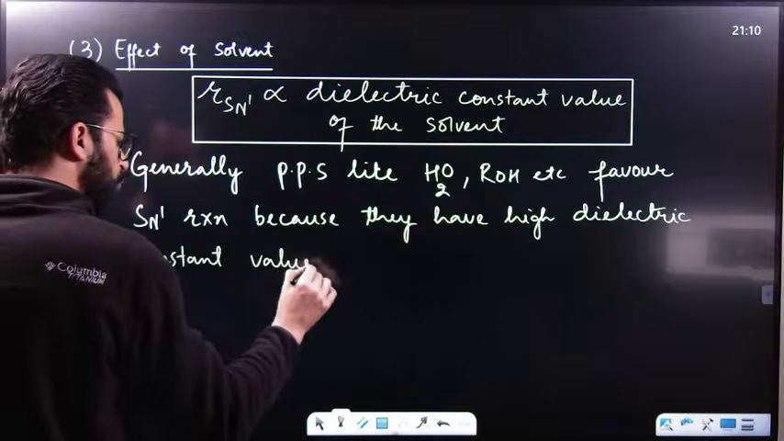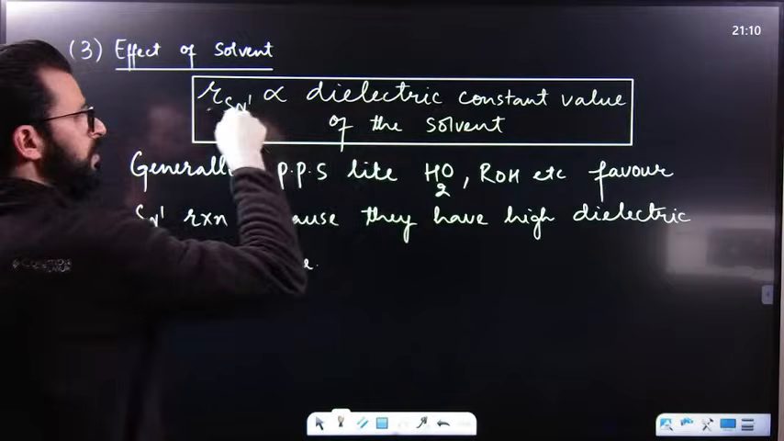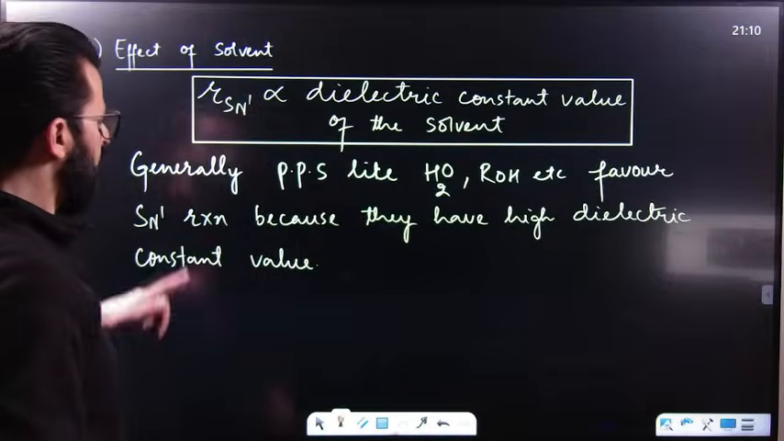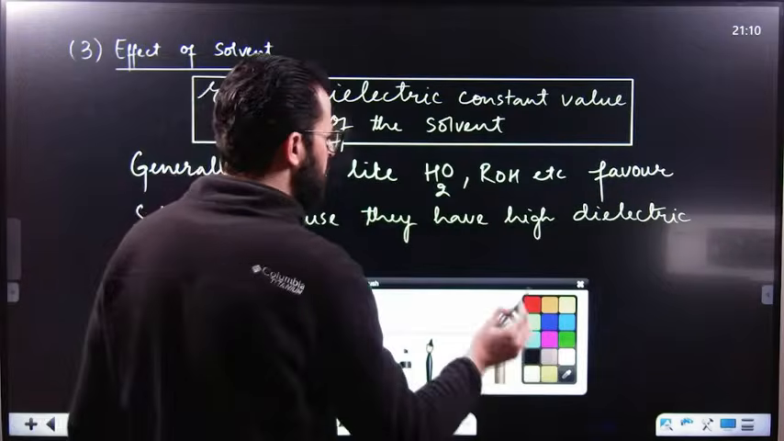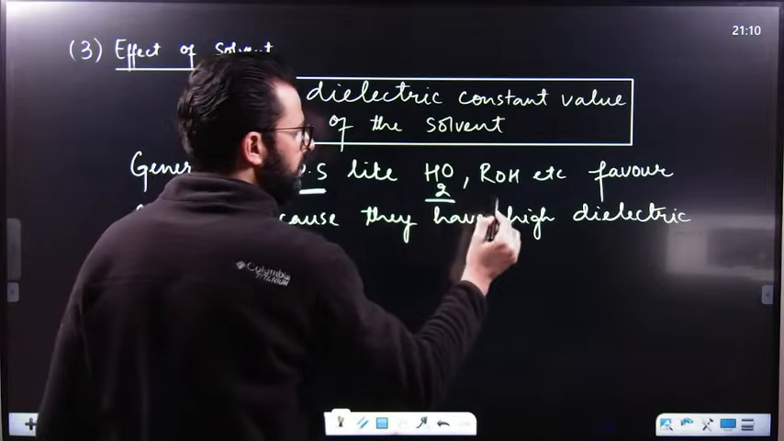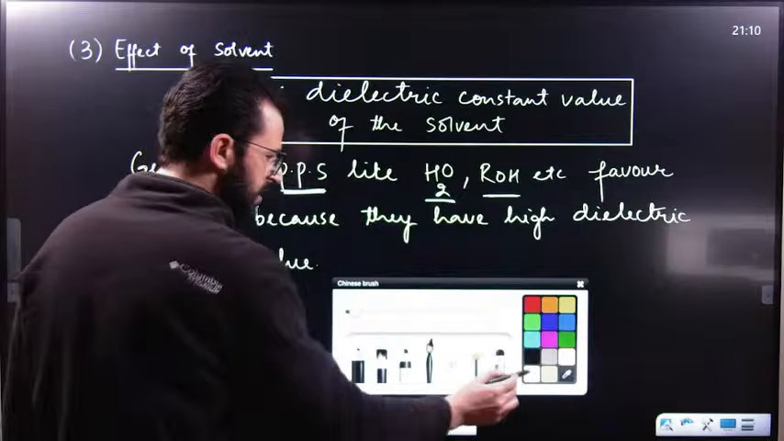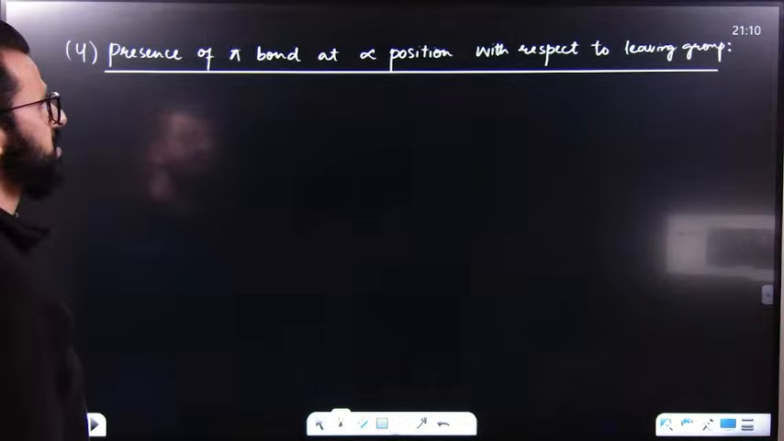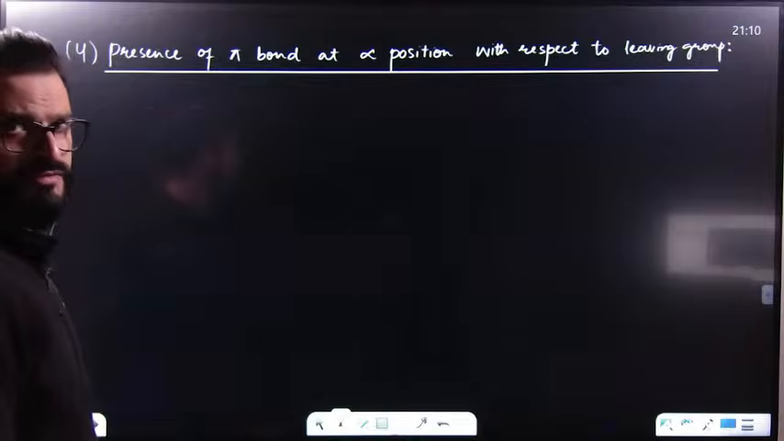So the solvent whose dielectric constant value is more favors SN1, or at that time the rate of SN1 will be more, and those solvents are polar protic solvents like water, like alcohol. I hope this is clear till now. Now after that, another factor is presence of pi bond at alpha position with respect to leaving group.